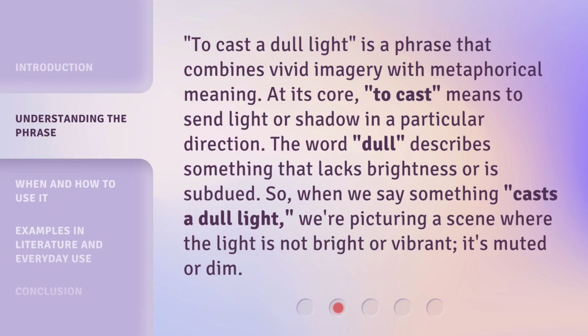To cast a dull light is a phrase that combines vivid imagery with metaphorical meaning. At its core, to cast means to send light or shadow in a particular direction. The word dull describes something that lacks brightness or is subdued. So, when we say something casts a dull light, we're picturing a scene where the light is not bright or vibrant, it's muted or dim.